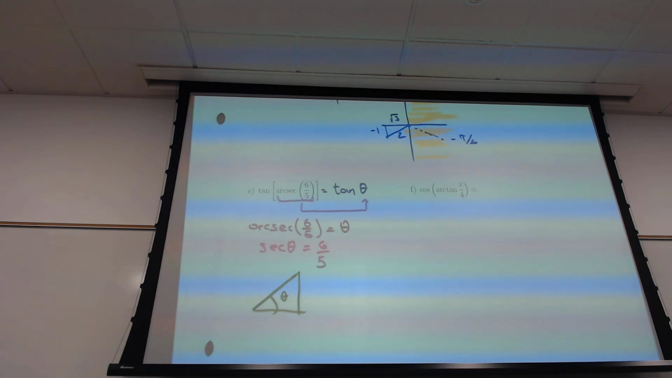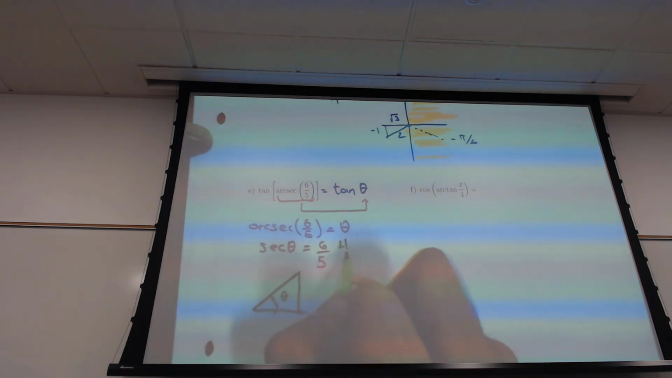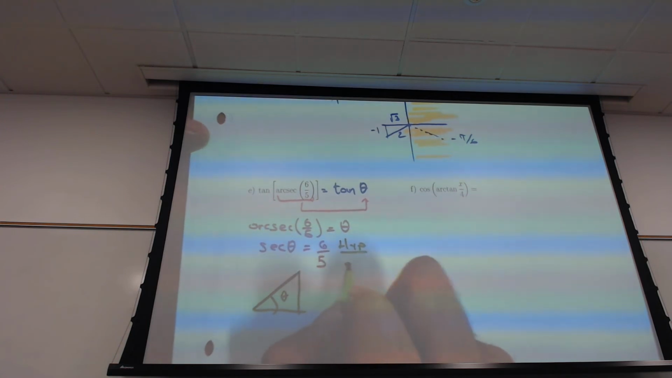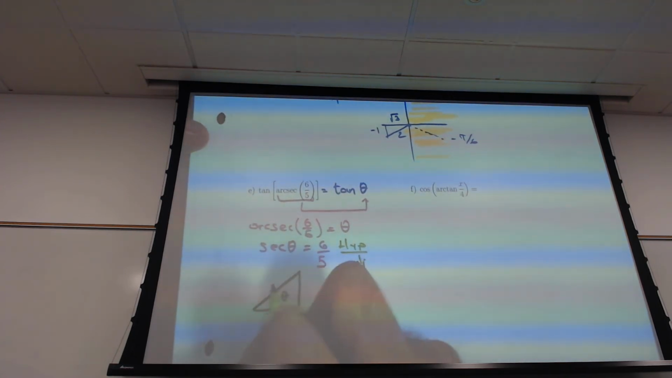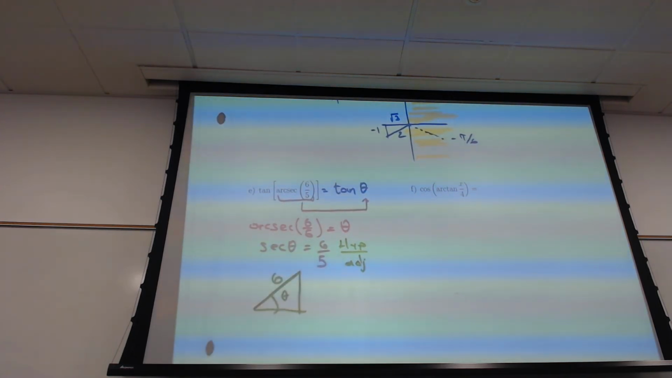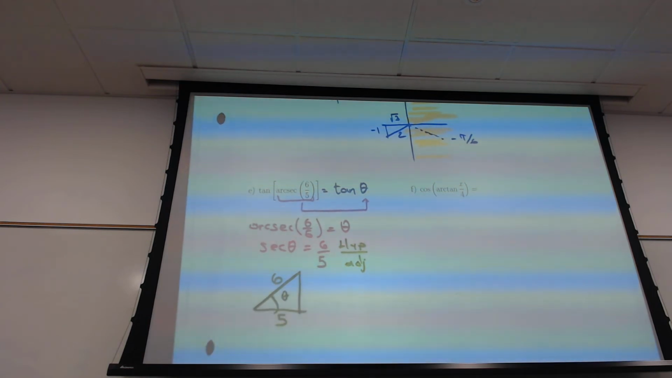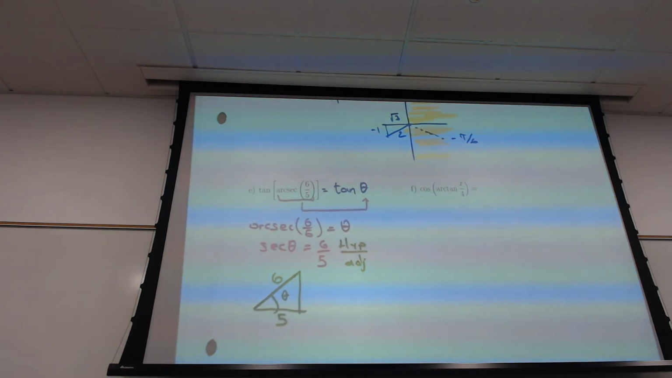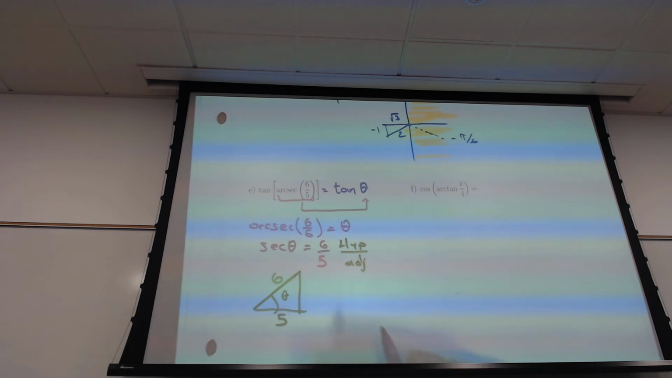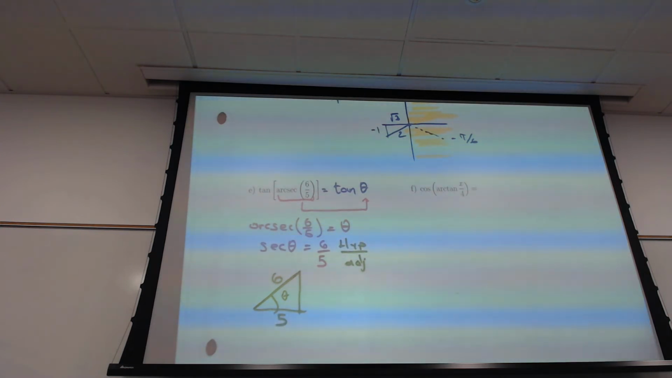Yes, awesome. Hypotenuse over adjacent. So that's hypotenuse over adjacent. That is, the number 6 will go here, and the number 5 will go there. So we need that missing side. And let's see, we're going to use the Pythagorean theorem to find the missing side.